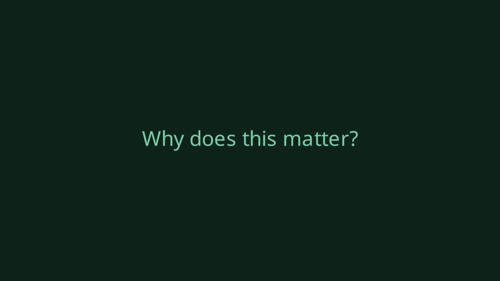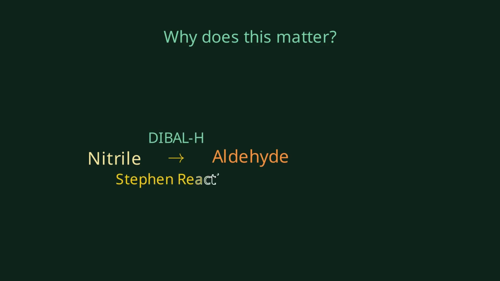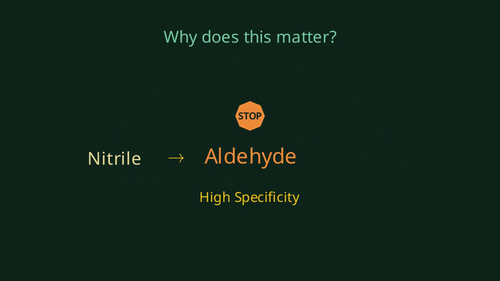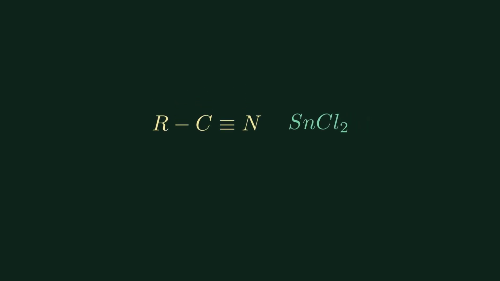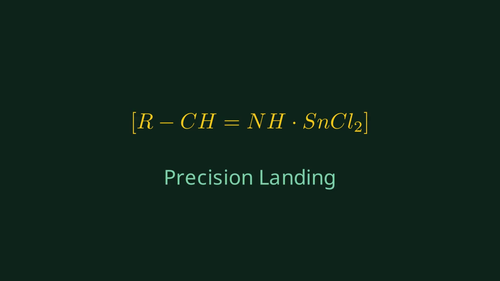So, why does this matter? While modern labs might use specialized reagents like DIBAL-H, the Stephen reaction remains a classic because of its incredible specificity. It reminds us that chemistry isn't just about raw power. It's about finding the exact stop sign in a sequence. By using tin as a temporary bodyguard for our intermediate, we can turn a reactive journey into a precision landing.